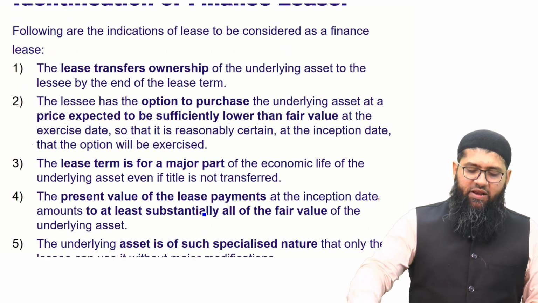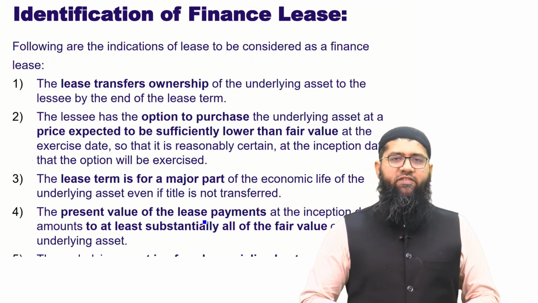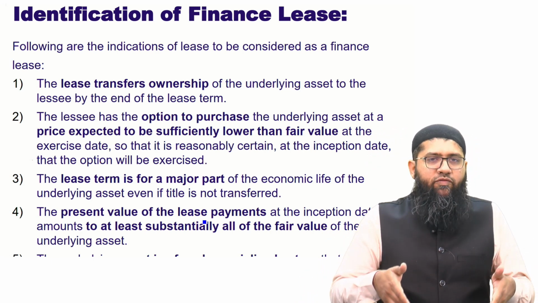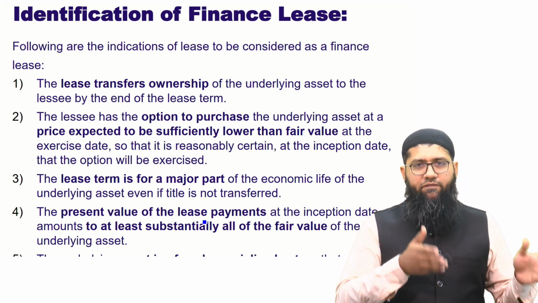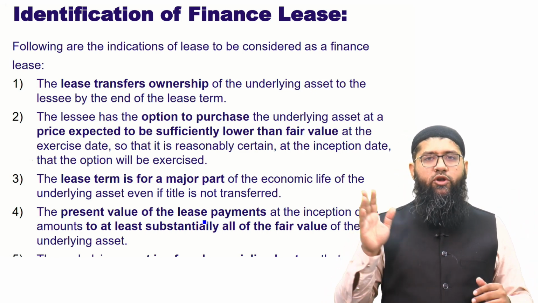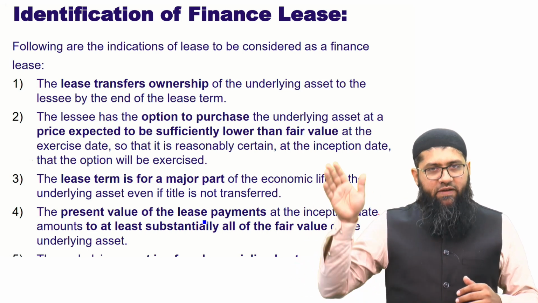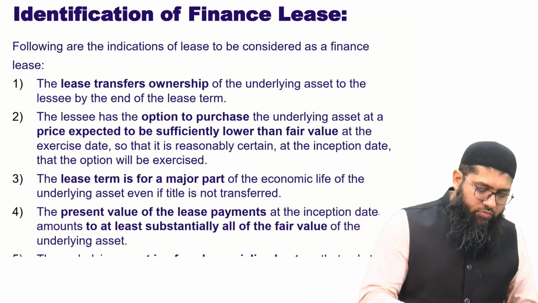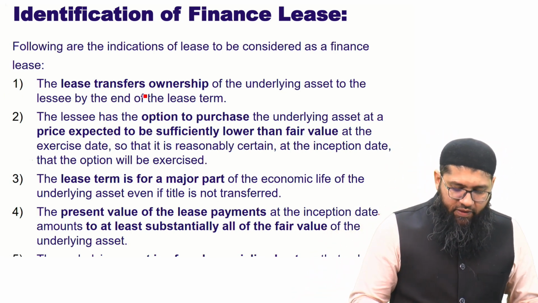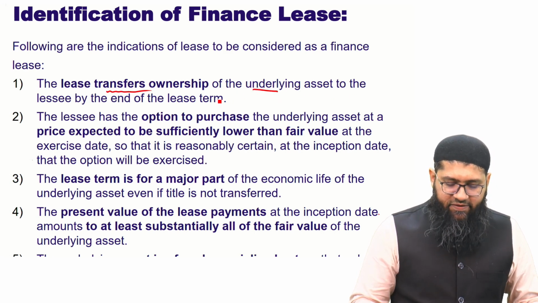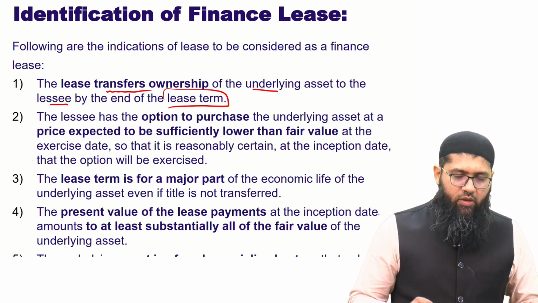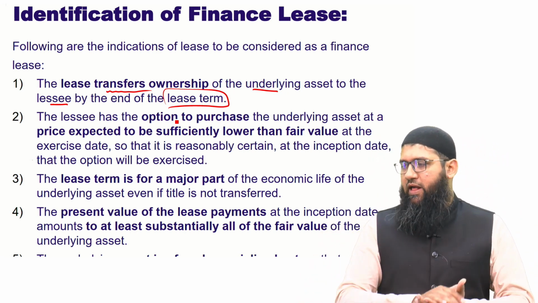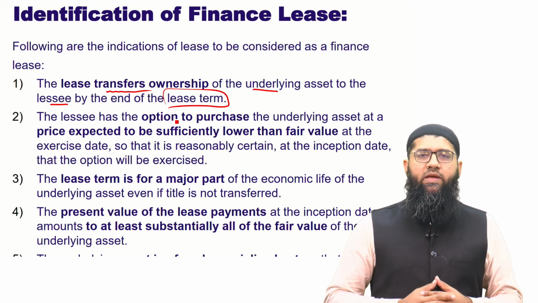When we talk about the additional guidance for lease classification, IFRS 16 gives guidance that a lease could be categorized as a finance lease if any of the following conditions is met. If any of these conditions is met, it is going to be a finance lease. Now, what are those conditions? The lease transfers the ownership of the underlying asset to the lessee by the end of the lease term. If the agreement says that ultimately the ownership of the asset is going to be transferred to the lessee, it is going to be a finance lease agreement.